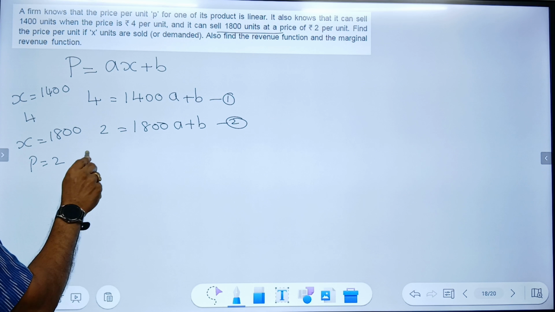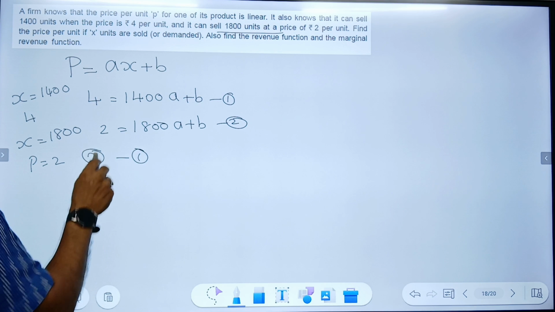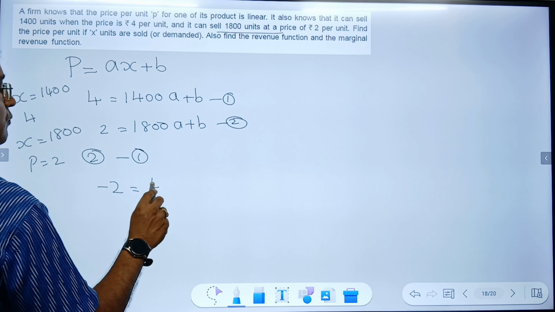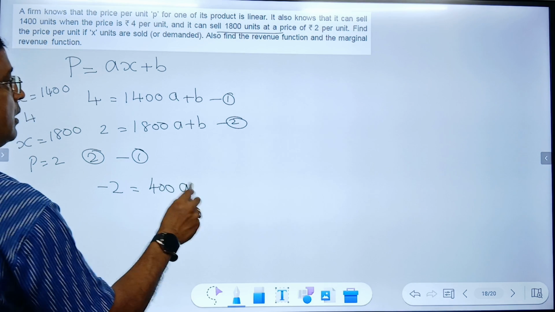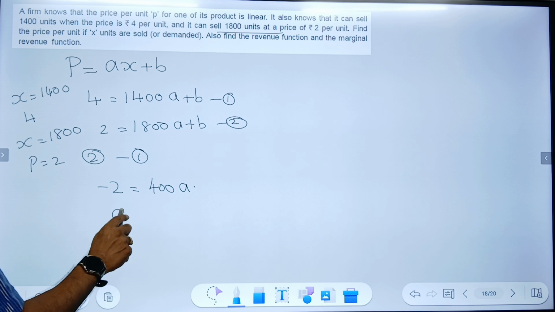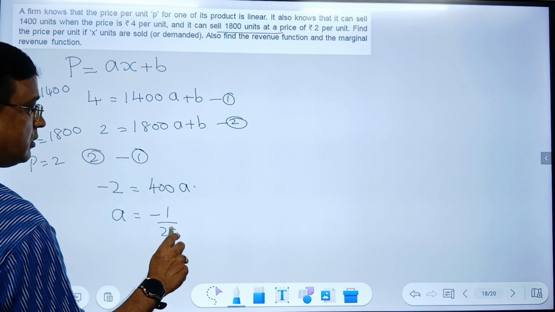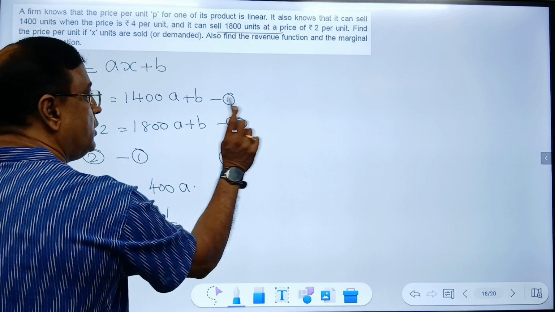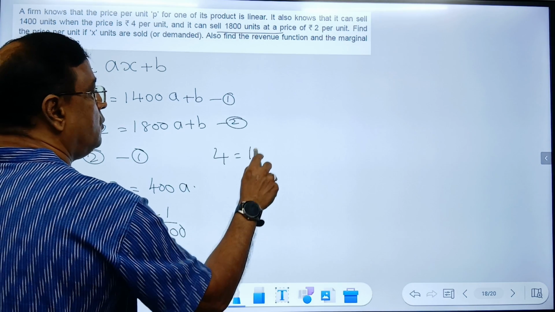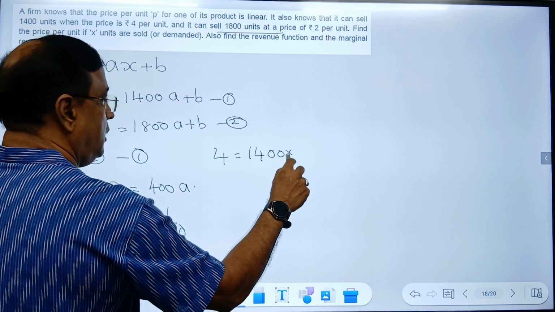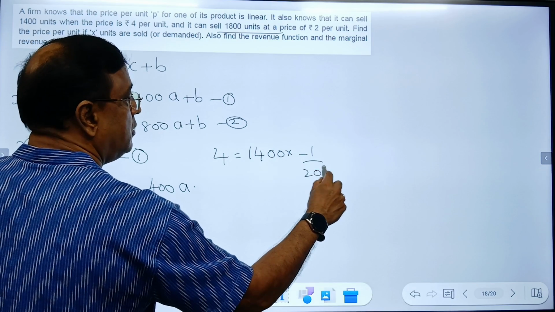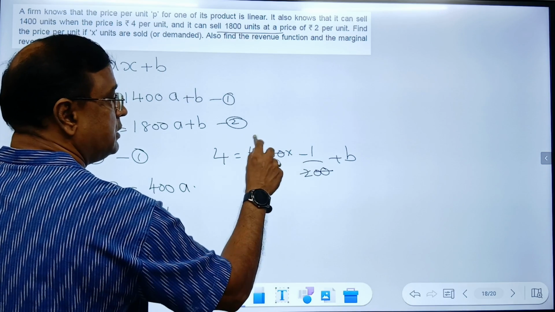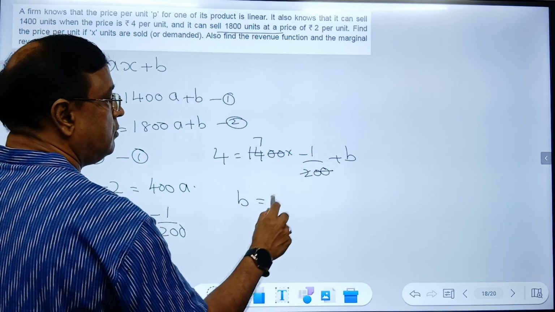Now what I do is 2 minus 1. When I do 2 minus 1, I get minus 2 equal to 400 A. Correct? So A equal to minus 1 by 200. Once you get A as minus 1 by 200, substitute here. So if we get 4 equal to 1400 times A, which is minus 1 by 200, plus B. So 200 gets cancelled, you get 7. So B equal to 11.